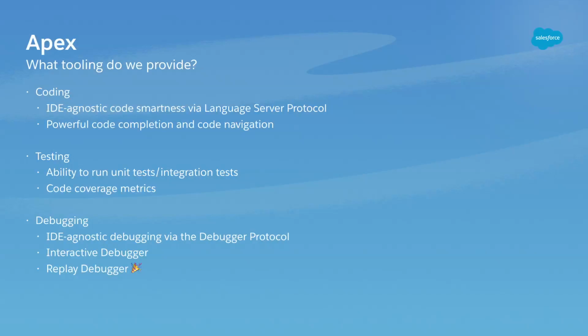So we have the interactive debugger. These are also built using the debugger protocol, which is an IDE-agnostic way to build debuggers. So you can use this today in Visual Studio Code. There will be commitments from other IDEs on how you're going to do this. For the first time today, we'll be introducing the replay debugger.